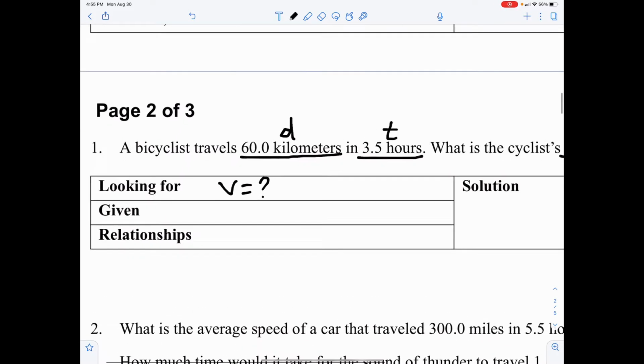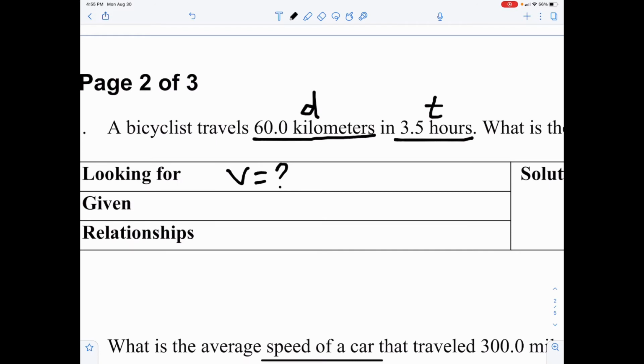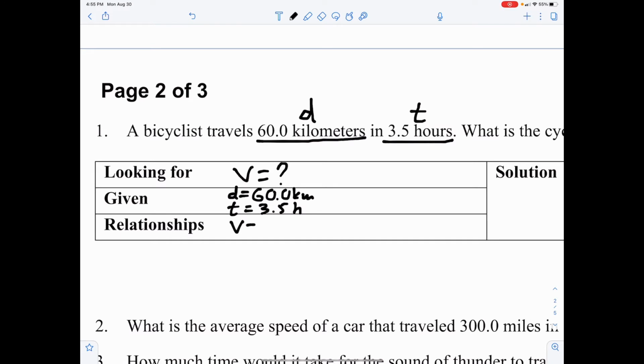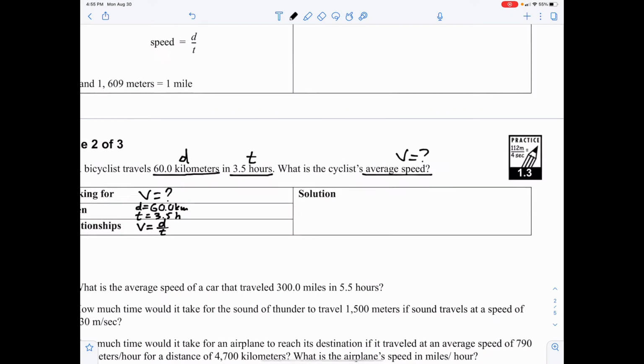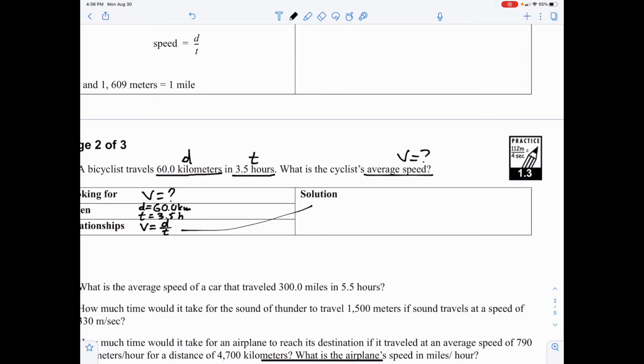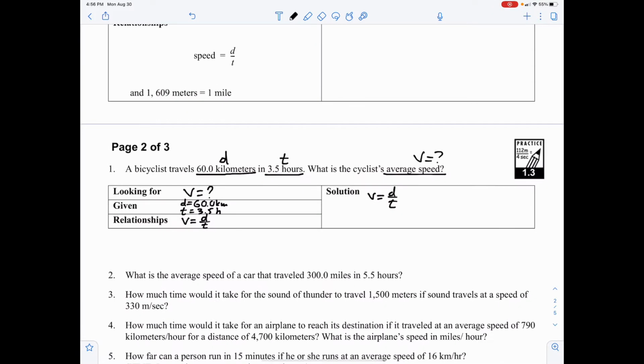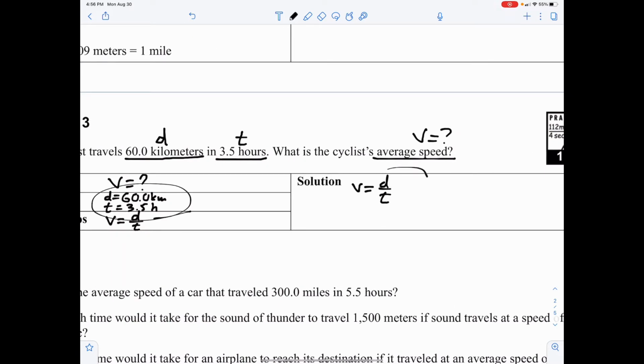The givens, well, what am I given? I am given that distance is 60 kilometers, and I'm given time is 3.5 hours. The relationship I use, I write down the main equation, V equals D over T. That's the main equation. I go to my solutions box here and I copy down that same equation to start with. And then I take a look. What am I solving for? Well, I'm looking for V. It's already solved for V, so I don't need to rearrange anything. I can simply plug in these numbers for D and T.